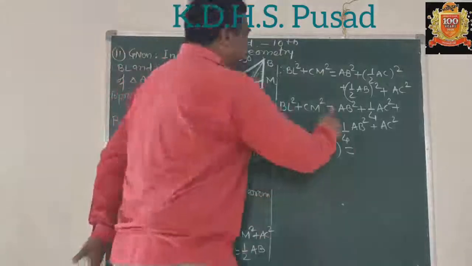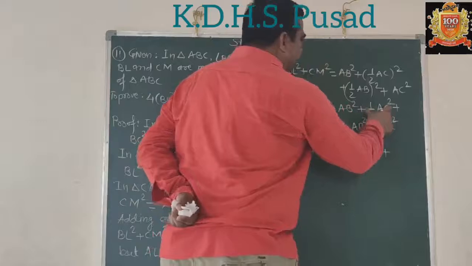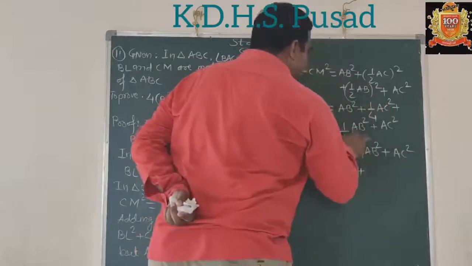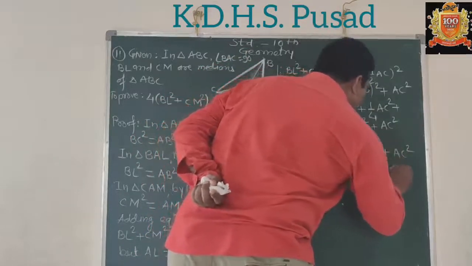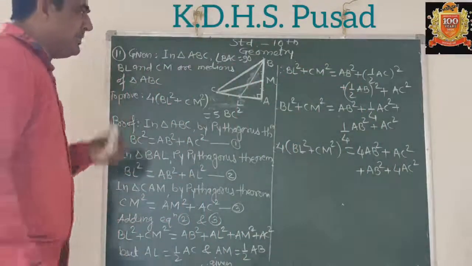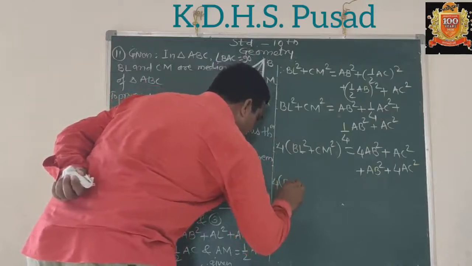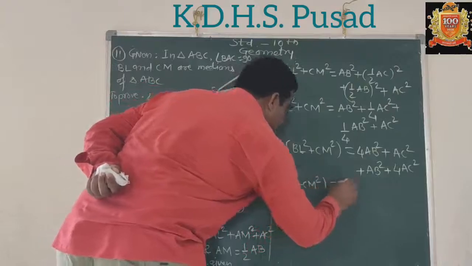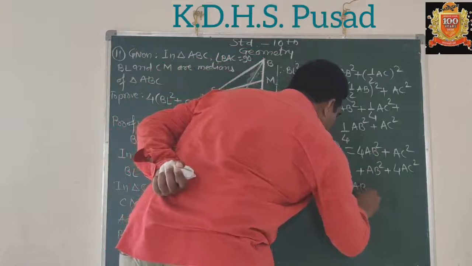Now on the right side, multiply this by 4: 4 AB square. Multiply this by 4, the 4 gets cancelled, only AC square. Plus multiply this by 4, the 4 cancels, AB square. And multiply this by 4: 4 AC square. Okay? So here 4 times BL square plus CM square is equal to 4 AB square plus AB square, that is 5 AB square.